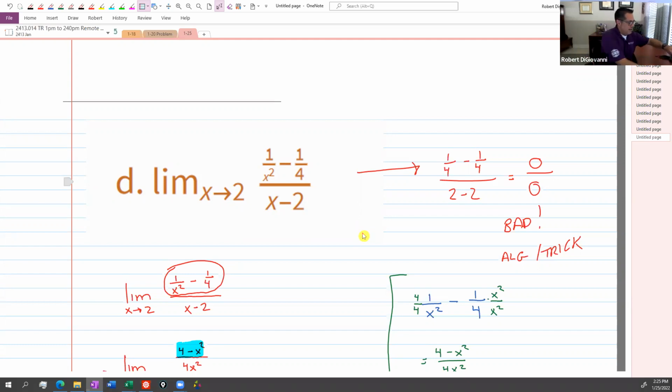We've come to a point in modern day where, in the real world, if you ever had to do a limit, you're going to go to a computer to do it. You're not going to do it by hand, right?